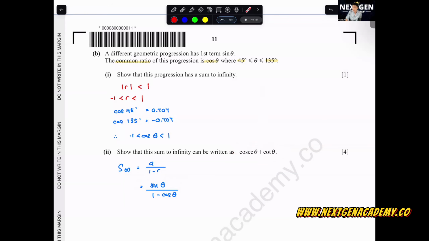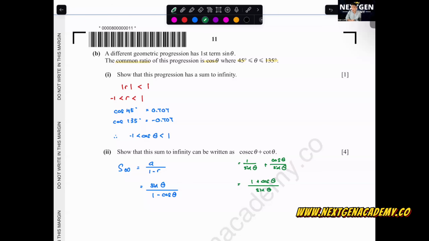Okay, so cosec theta can be written as what? This one you basically write somewhere at the side. We can write it as 1 over sine theta plus, cot, because I want sine and cos only, is 1 over tangent theta, which is cos theta over sine theta. Then here will be 1 plus cos theta over sine theta.